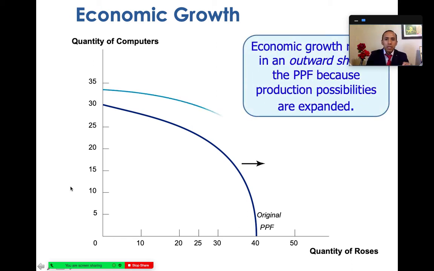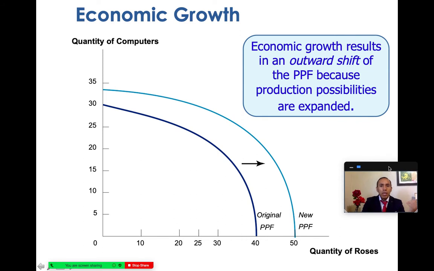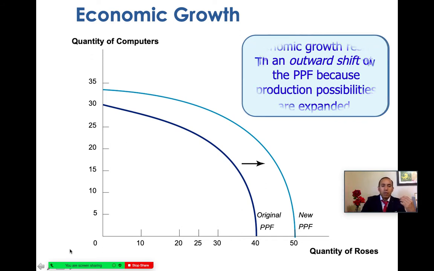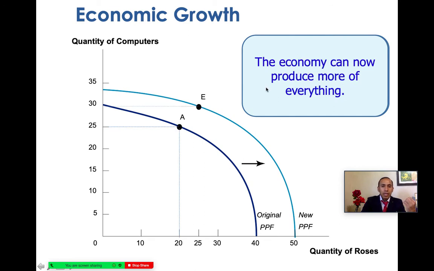So economic growth in this case is going to shift the PPF outward because the economy is growing, it's expanding, and it's going to increase the production of computers and increase the production of roses to a new PPF or to a new level. Notice how the economy expands, it grows. This is referred to as the expansion effect or the economic growth of an economy. The economy can produce more of everything. Previously, we were producing 25 computers and 20 roses. Now, as the economy grows, it can produce 30 computers and 25 roses.